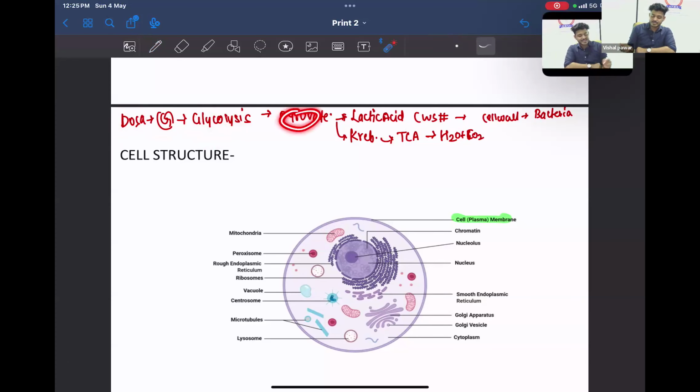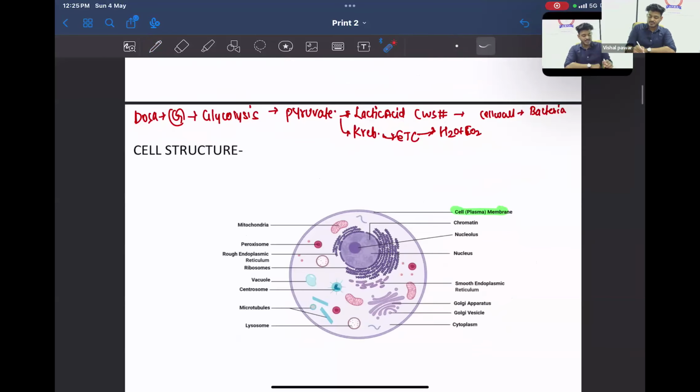Then which cycle will occur? The Krebs cycle or TCA cycle is the same thing, right? This is going to be the Krebs cycle or TCA cycle, and then it will convert into ETC, and after that the end product of ETC is going to be what? H2O and CO2, and this will be coming out of the body. You understand? This is the complete chronology.